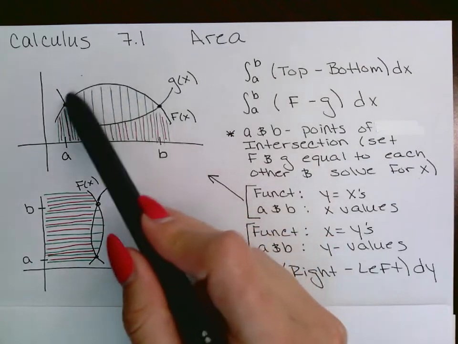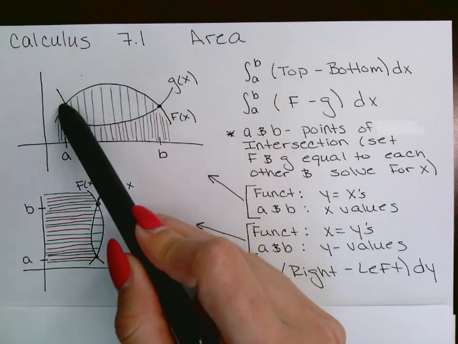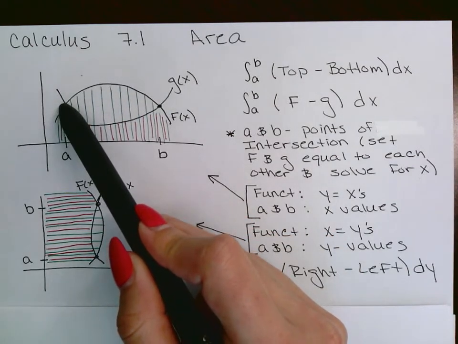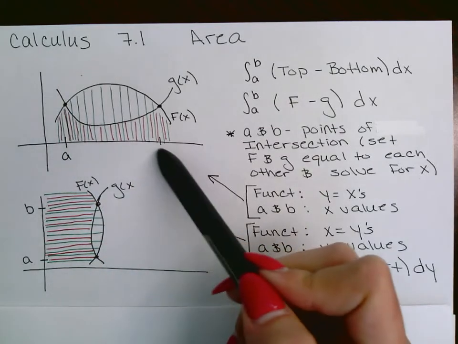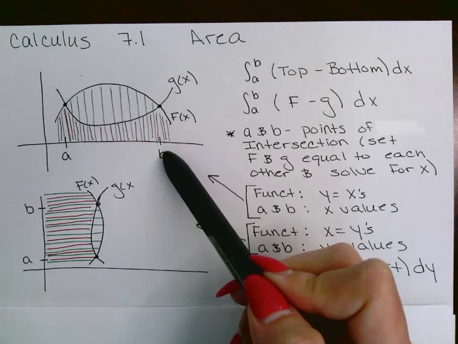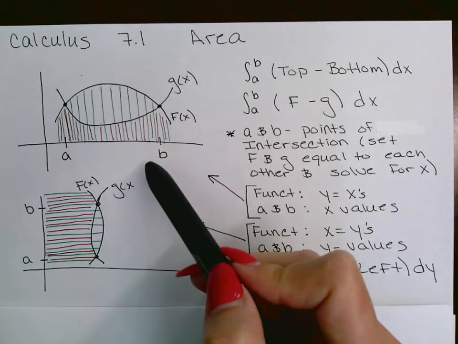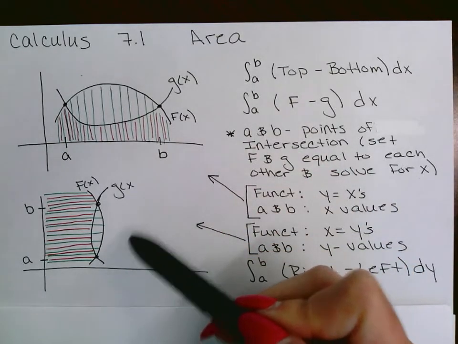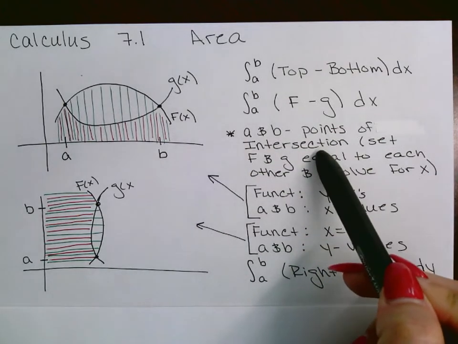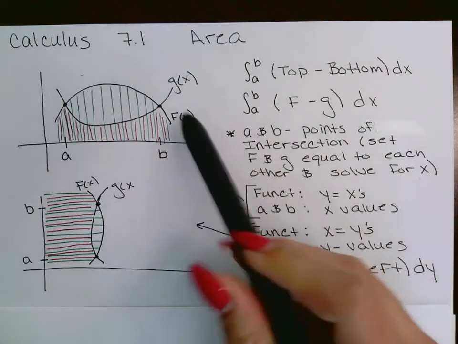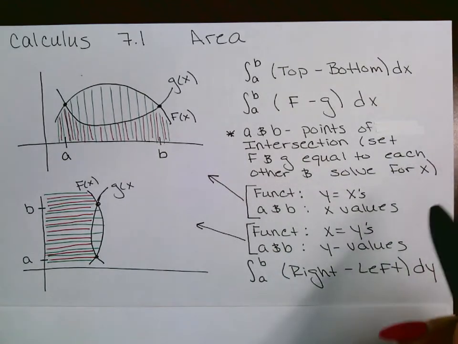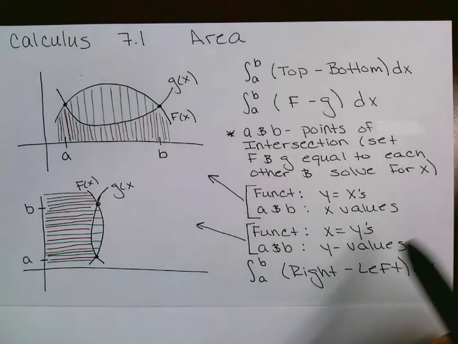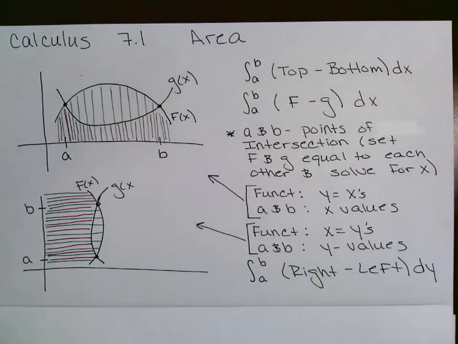Now, these two parabolas do get closed off where they intersect, where they meet, okay? So on a level easy question, they will give you where they close off. On a level medium and up, they will force you to find a and b on your own. And the way I do that is I find the points of intersection, which I do by setting the two equations, F and G, equal to each other, and then I solve for x, okay? So the majority of their questions are top minus bottom.